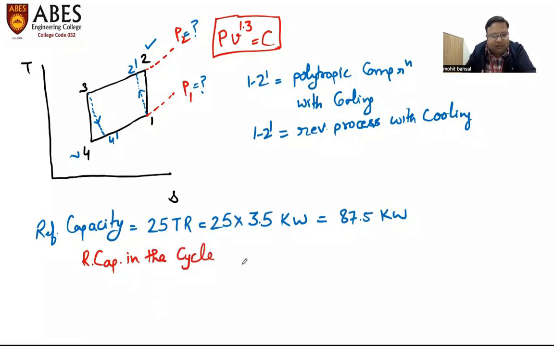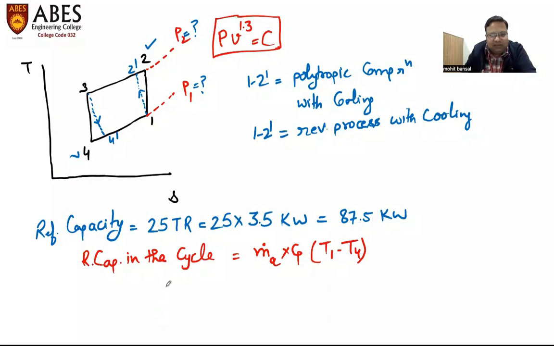This process is happening 1 to 4, or 4 to 1. So in the process of 4 to 1, this refrigeration capacity can be written as mass flow rate of air times Cp of air times (T1 minus T4).